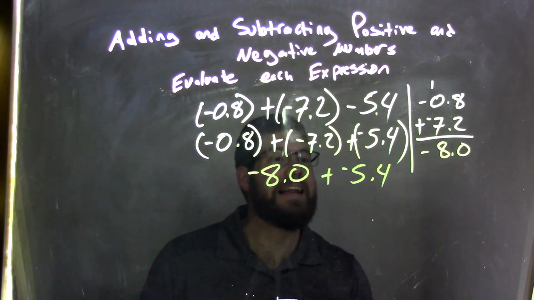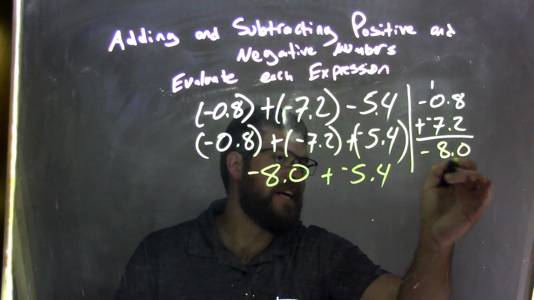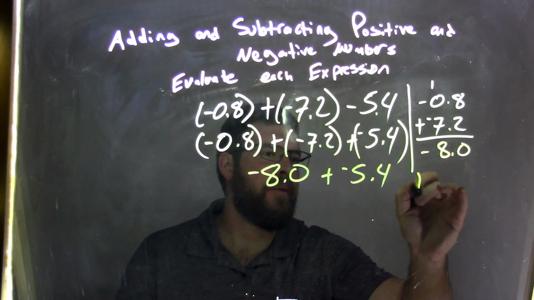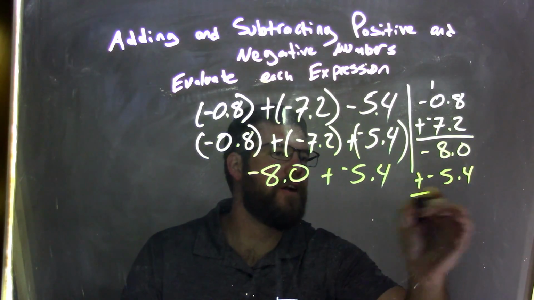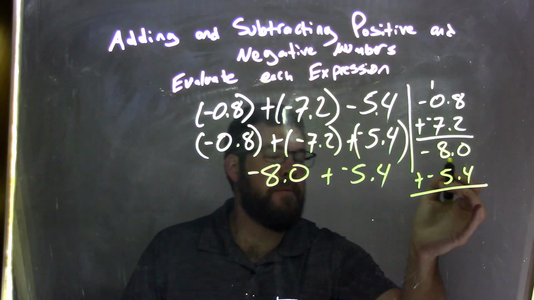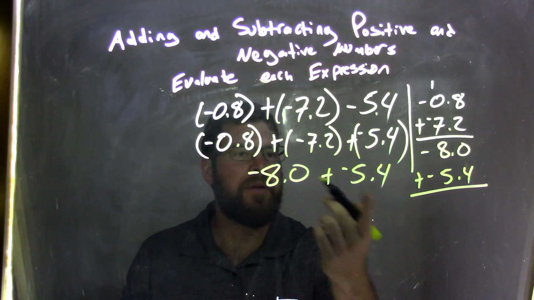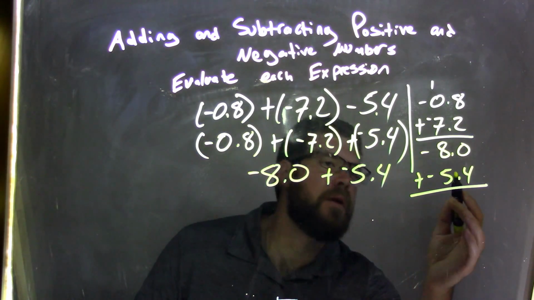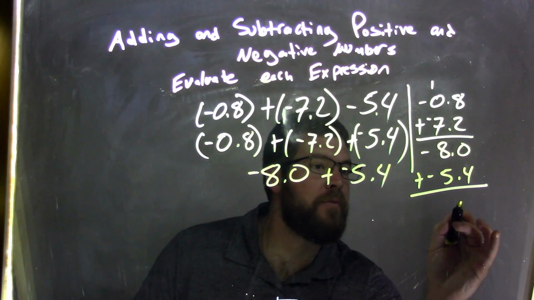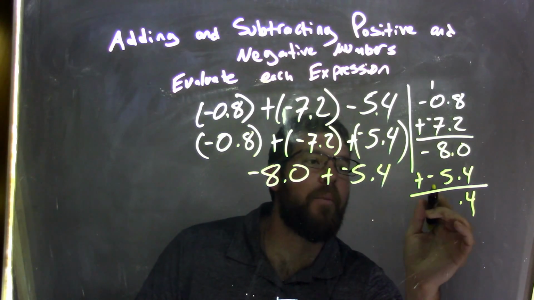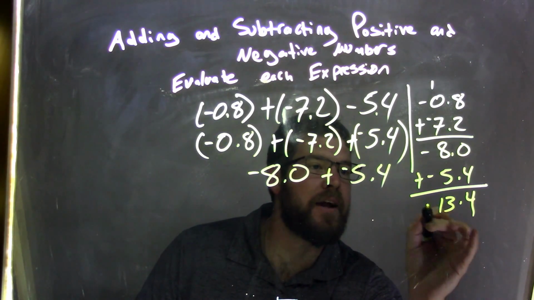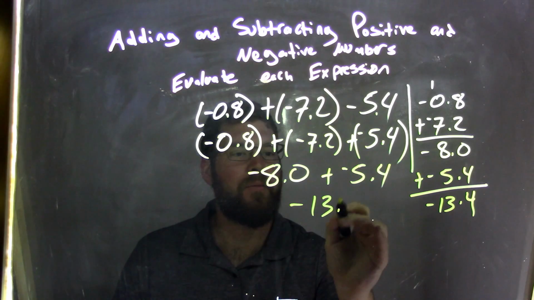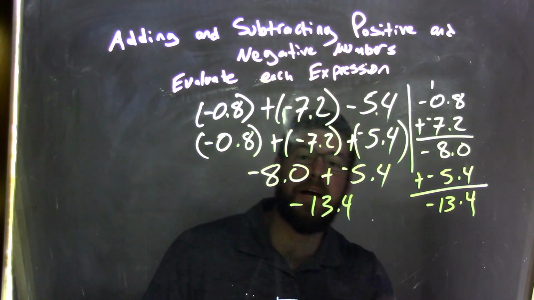So again, we need to add those together. Well, we can kind of leave that negative 8 if you want there, but I'm just going to add a negative 5.4 underneath it. So, same thing. This is going to be a larger negative number. Two negative numbers added together is a larger, quote-unquote, negative number. This is 0.0 plus 0.4 is 0.4. And 8 plus 5 is 13, and we bring down that negative, and so negative 13.4 is our final answer.